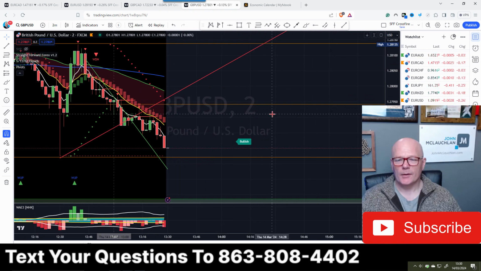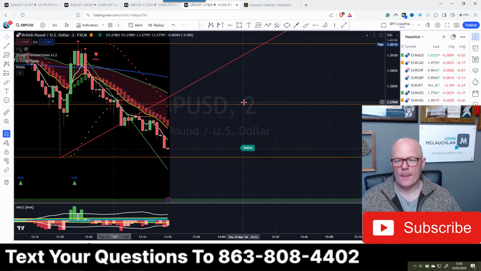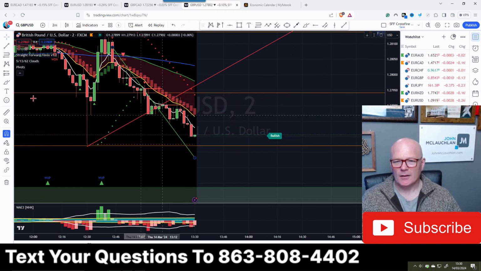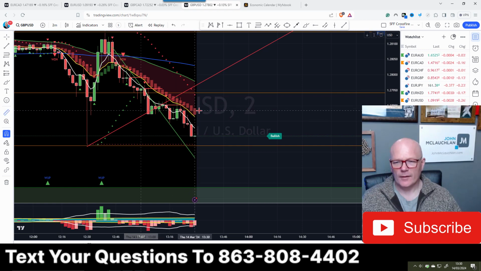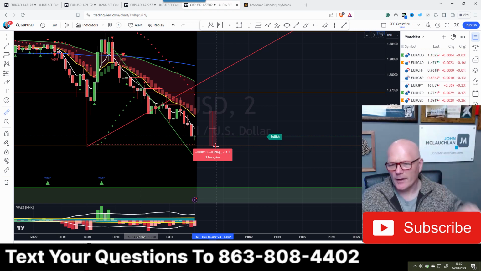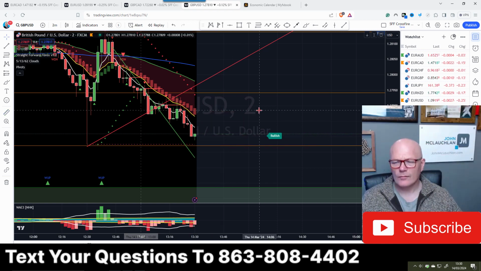Right, GBP USD. In there, potentially you could have got in. If you got in at the top, or around there, you're looking at potentially 11 pips of profit to the pivot. But you see what you've got here.